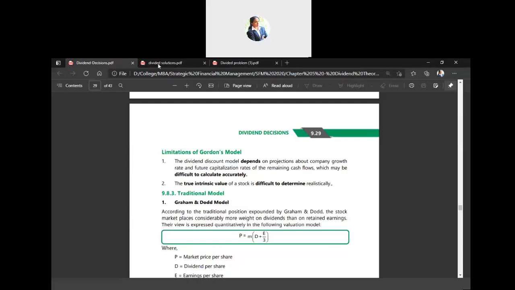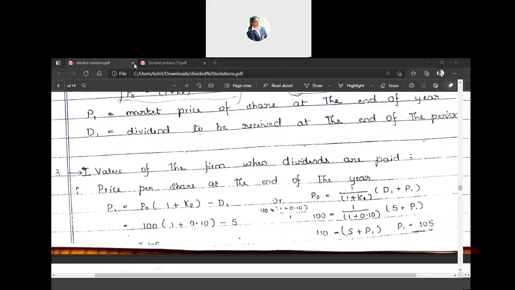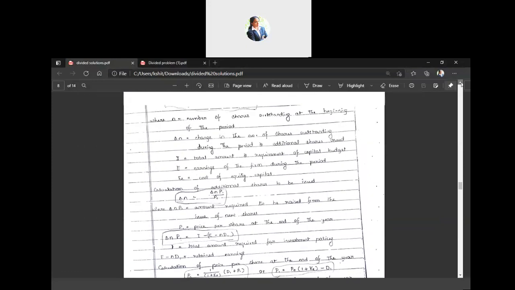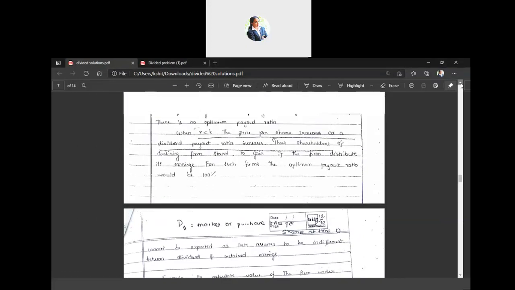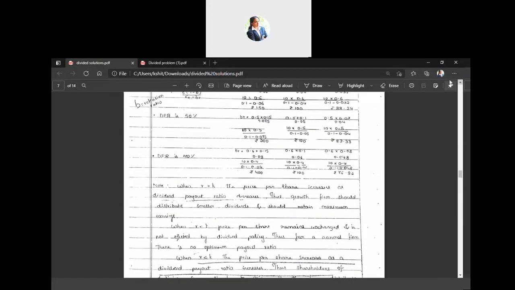Speaking of this, there are some problems that have been given in your PDF. Now all those should be self-explanatory. Please do go through that. It is easy to understand.